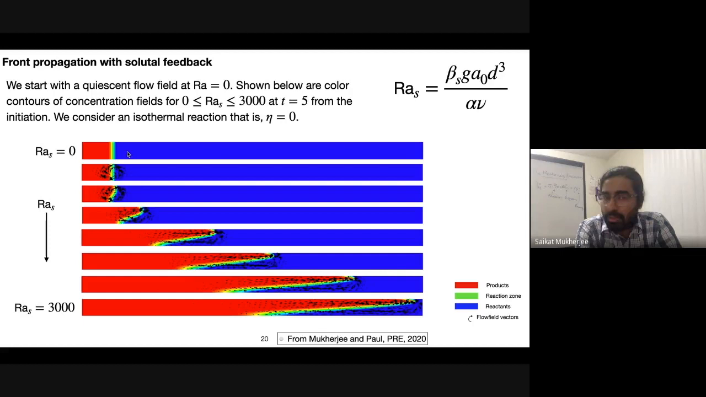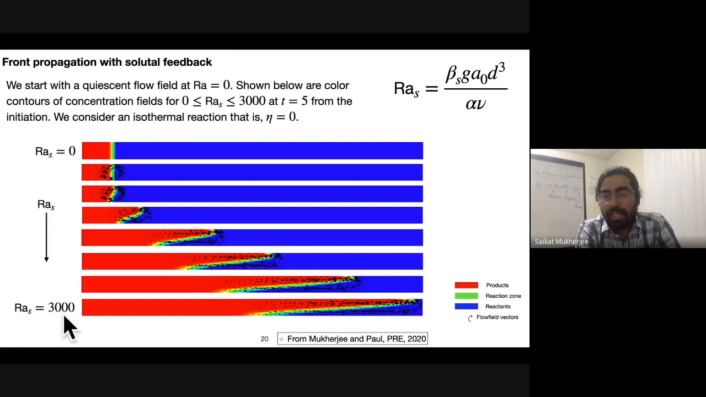As you increase the solutal Rayleigh number, you induce a small clockwise rotating velocity roll, or a clockwise rotating vortex, along with the front. This happens because the products, in red, are lighter than the reactants, in blue, for a positive solutal Rayleigh number. Because of that, the products go up, the reactants go down, and you develop this kind of flow field structure, which is a large vortex that becomes stretched and asymmetric as you increase your solutal Rayleigh number.